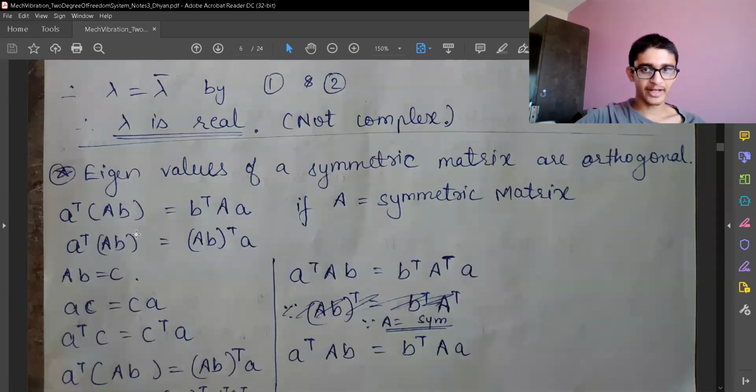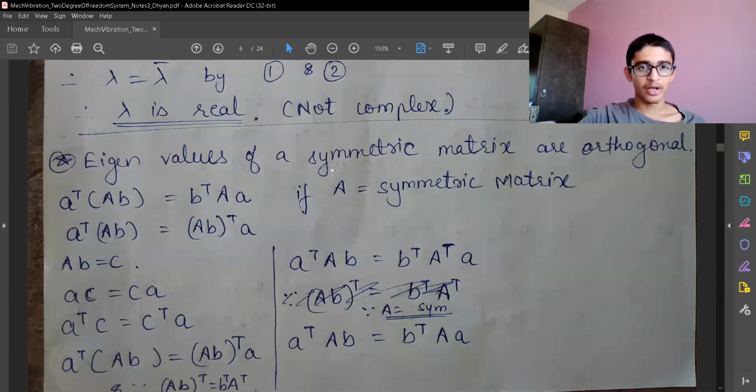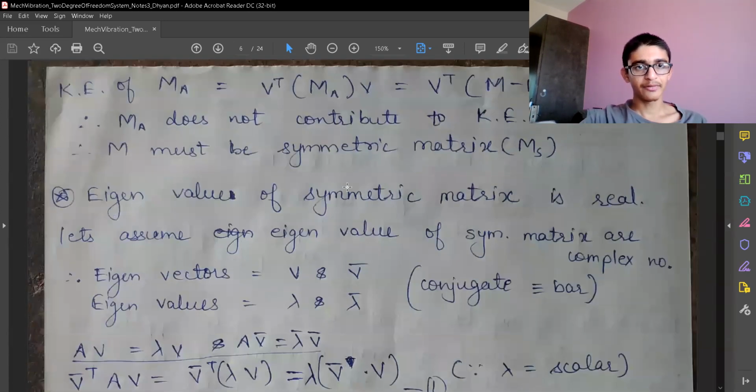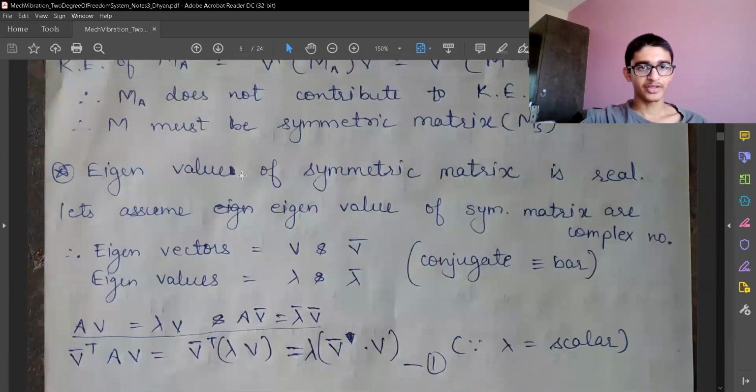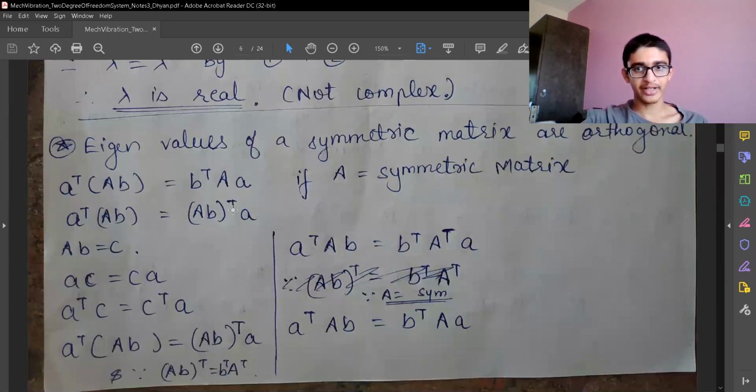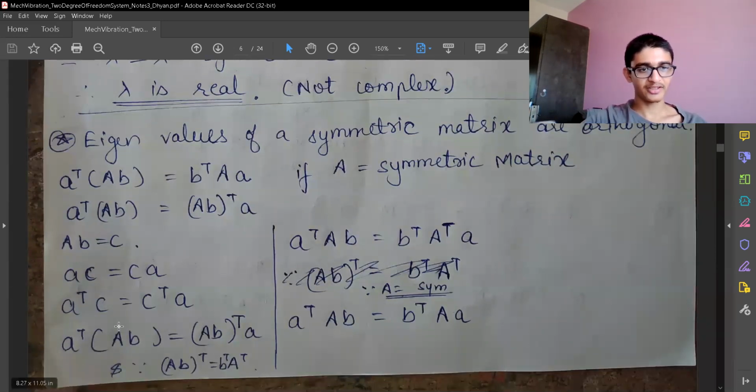Now let's look at the next property, that is, the eigenvectors of a symmetric matrix are orthogonal. So again, we'll use the properties of matrices. A transpose into AB is equal to B transpose into A if A is a symmetric matrix. So we are proving the things one by one. First, we have proven that it is a symmetric matrix. Then we proved that the symmetric matrix eigenvalues are real. Then we are using that to show that the eigenvectors are orthogonal. So we are doing some matrix manipulations, and at the end we have come to a conclusion that A transpose into AB is equal to B transpose into A, where A is the symmetric matrix.